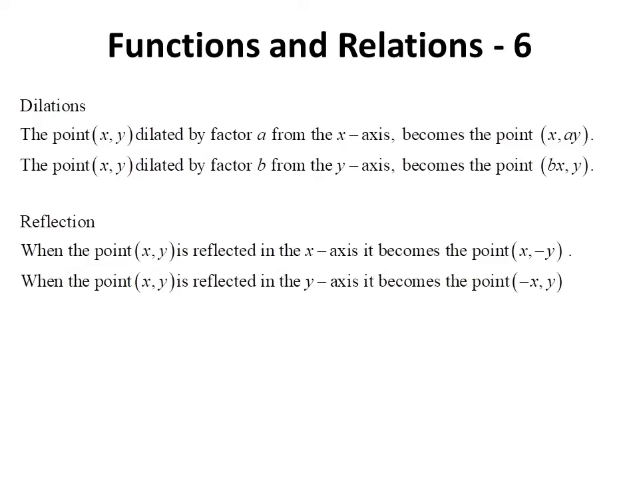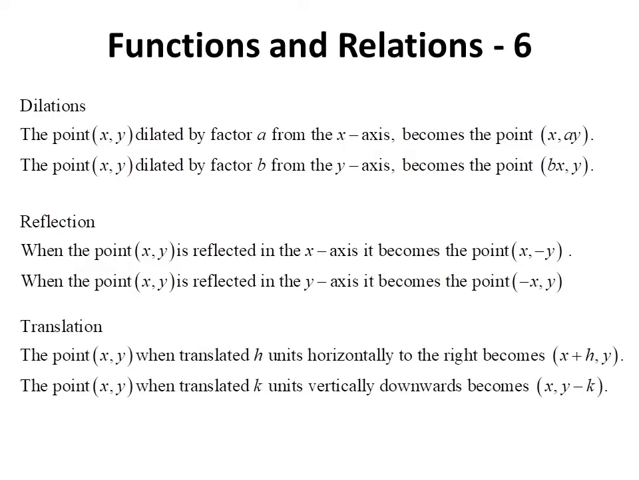The next one is the reflection. When the point (x, y) is reflected in the x-axis, it becomes the point (x, -y). When the point (x, y) is reflected in the y-axis, it becomes the point (-x, y). As for translation, the point (x, y), when translated h units in the positive x direction and k units in the negative y direction, becomes (x + h, y - k).